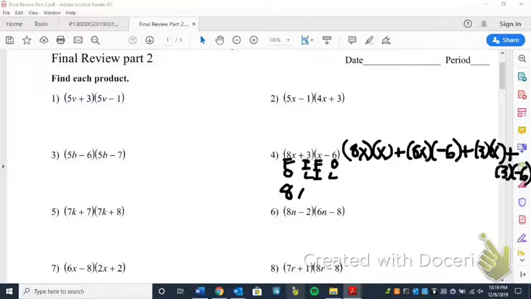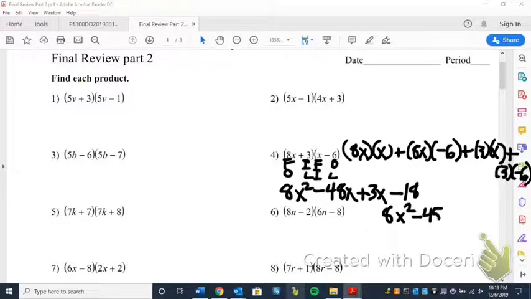We get 8x squared minus 48x, 8x times negative 6, plus 3x, 3 times x, minus 18, 3 times negative 6. Combine the 2 in the middle. We get 8x squared minus 45x minus 18.